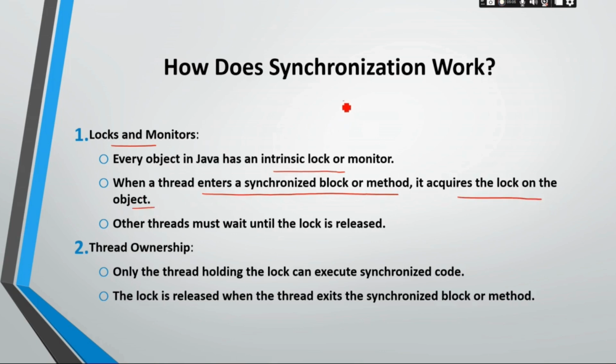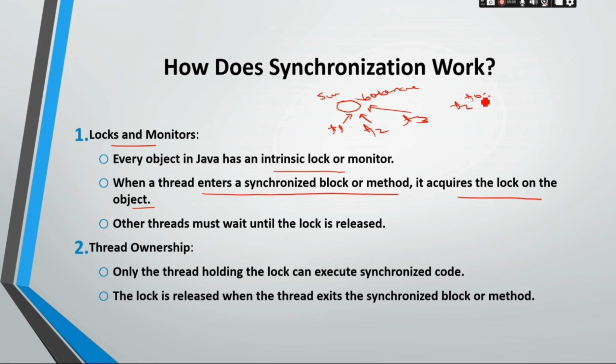Let me explain. Suppose we have an object A with a balance variable. T1 is trying to access it, T2 is trying to access it, and T3 is also trying to access it. Suppose T2 entered this synchronized block first. Then T2 will get the intrinsic lock of this object.